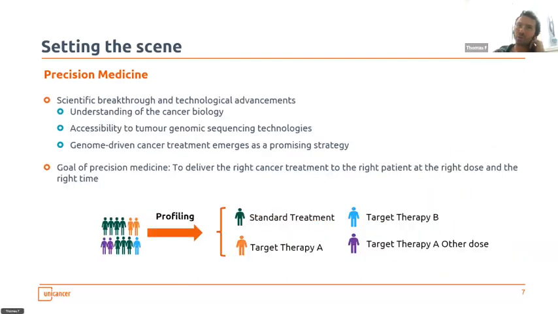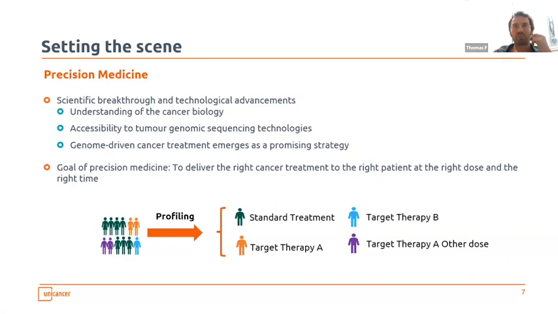Healthcare has undergone massive change with the development of molecular targeted agents and immune checkpoint inhibitors. Scientific breakthroughs and technological advancement have improved the understanding of disease pathogenesis. So the understanding of cancer biology evolves, and the accessibility to tumor genomic sequencing technology increases. Consequently, genome-driven cancer treatment emerged as a promising strategy. This development allows the emergence of precision medicine. The aim of precision medicine is to provide the right treatments to the right patient at the right time.